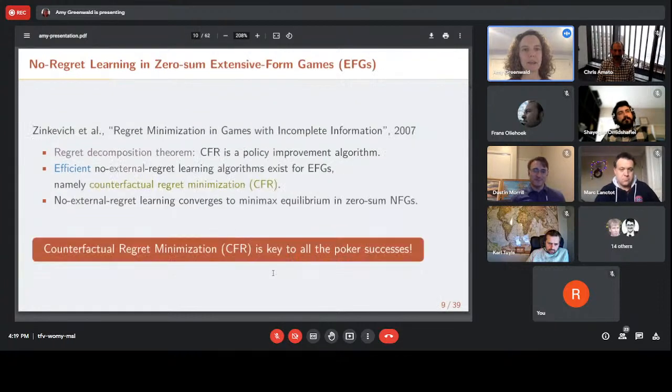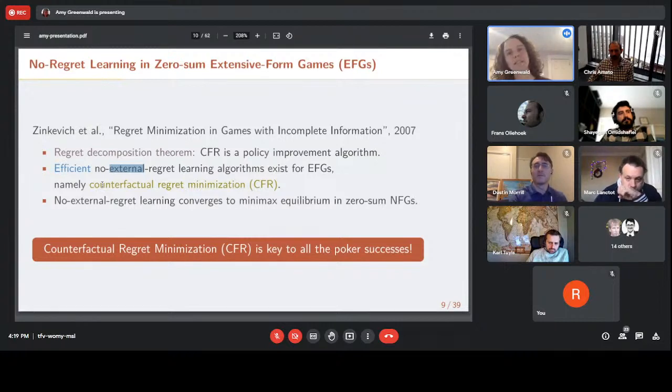All right, so that's normal form games. Okay, so now enter extensive form games. In 2007, as I've already mentioned, there was a big breakthrough, counterfactual regret minimization. The idea was that you could achieve external regret in zero-sum extensive form games efficiently, because in the kind of a default algorithm.